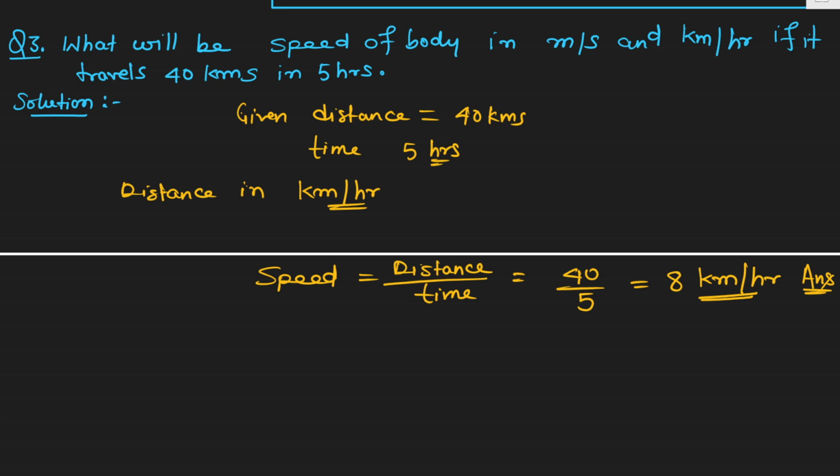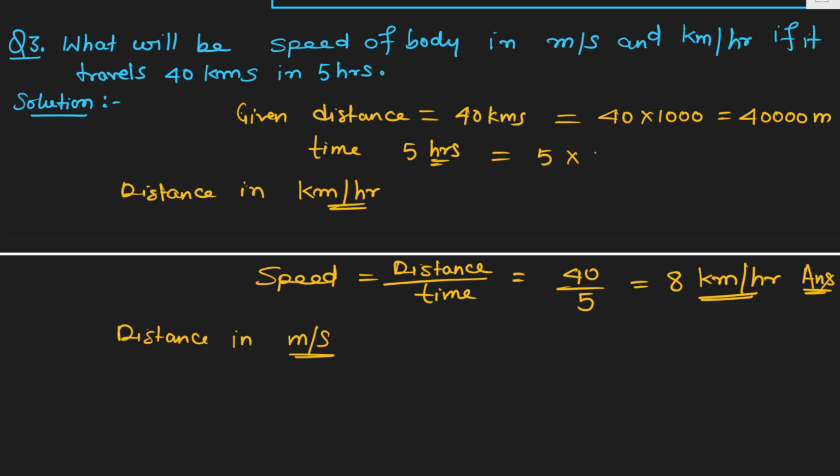So here speed equal to distance upon time, 40 upon 5, we are getting 8 kilometer per hour. Now we can measure the speed in meter per second. Directly we can convert kilometer per hour to meter per second, but we can also calculate this. Distance is given as 40 kilometers, which means 40 into 1000, so it will be 40,000 meter, and 5 hours.